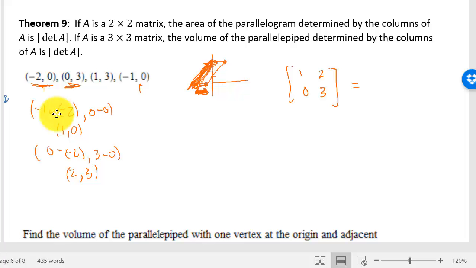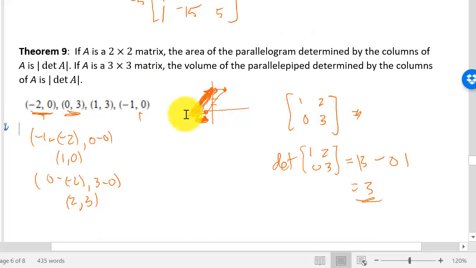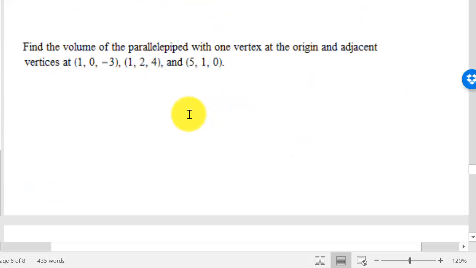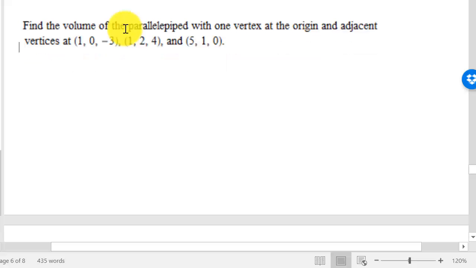And so the determinant of 1, 2, 0, 3 is going to be 3 minus 0, and this is already positive, so that's all there is. Okay, and it extends to 3-dimensional parallelograms, and now in 3-dimensional parallelograms they call it a parallelepiped.